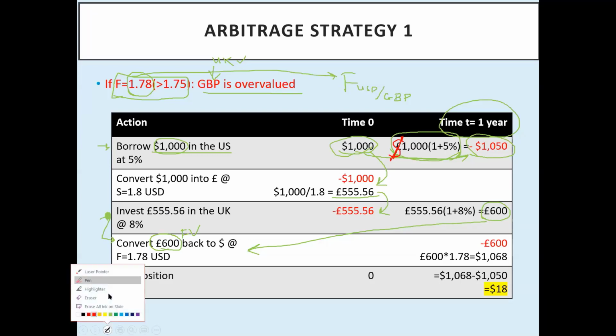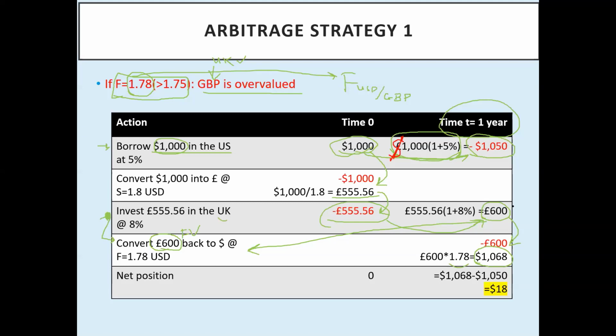With my investment in the UK, after a year, this amount should grow to £600. Because I entered into a forward contract at the start, I'm going to sell these pounds forward, essentially converting it back to the USD, at the forward rate of 1.78. If that's the case, I will find that my USD proceeds will be 1,068.